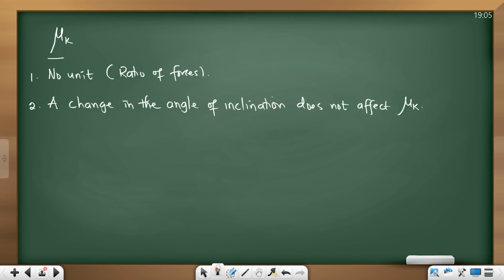An examiner will tell you, let's increase the angle of the surface. How will it affect the coefficient? It doesn't. Reason is this. This thing tells you about the degree of the roughness of the surface. So even if I change the angle, have I changed the surface? Nope. The only thing that can affect this is if you pour oil on the surface.